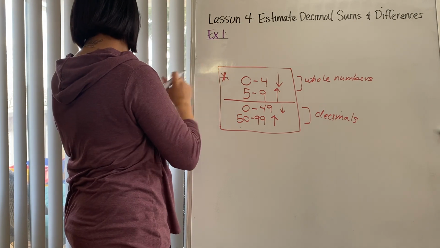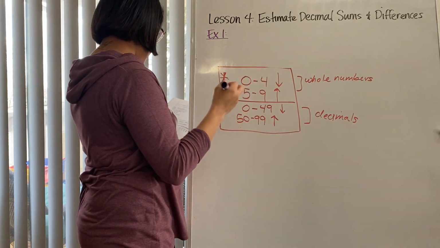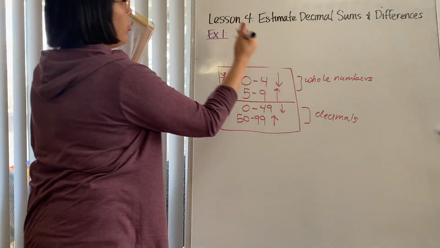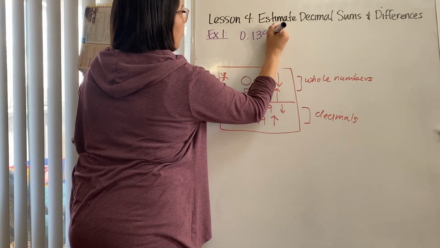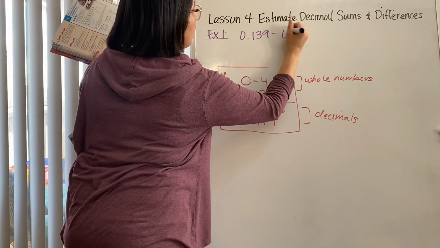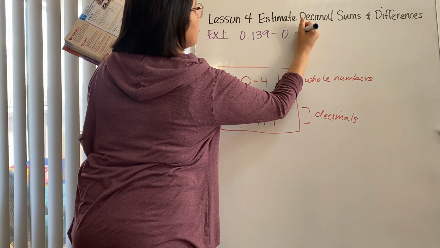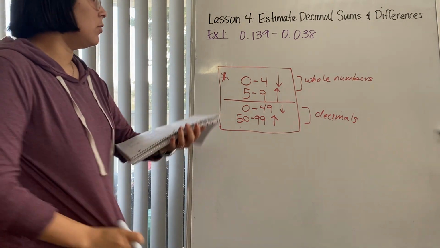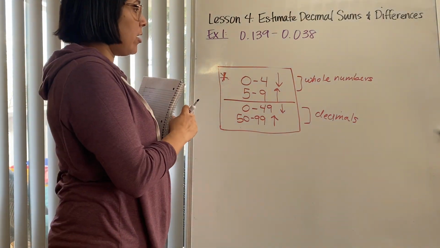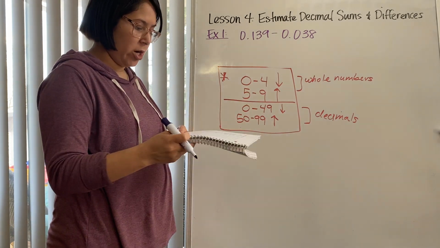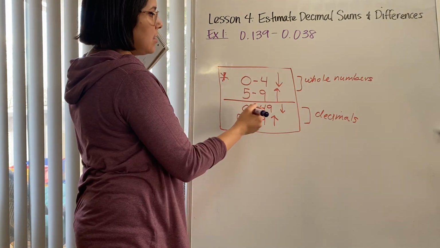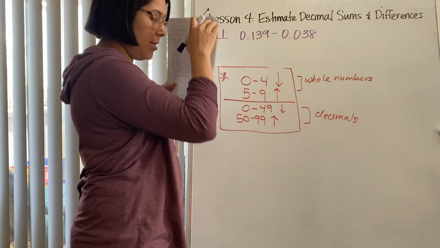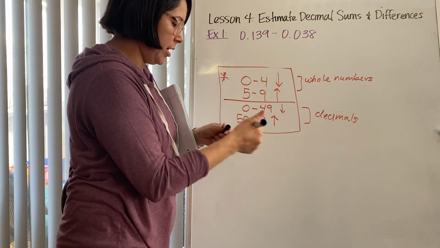Example 1. We're going to go to the example that was in the book. 0.139 minus 0.038. The first thing that we need to do is round each number, and then we can do the subtraction. So these are decimals, and if it's less than 1, we're going to round to the nearest tenth. Well, where's our tenths place?